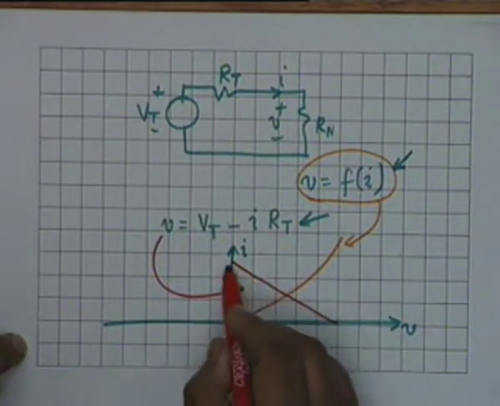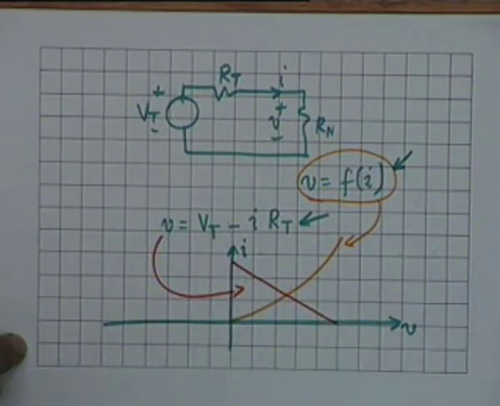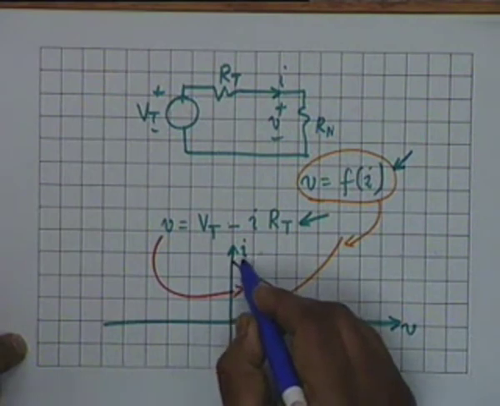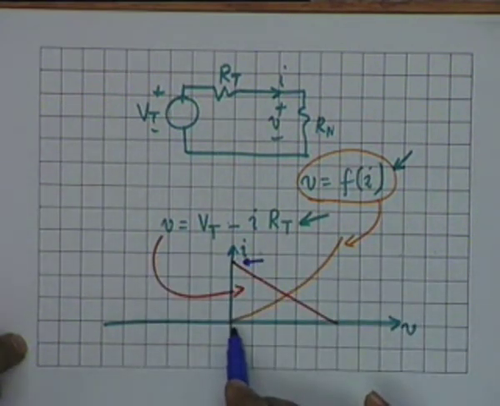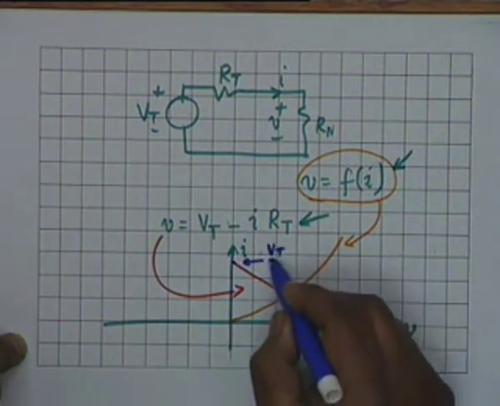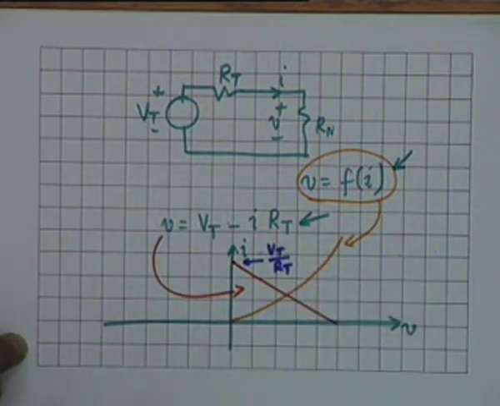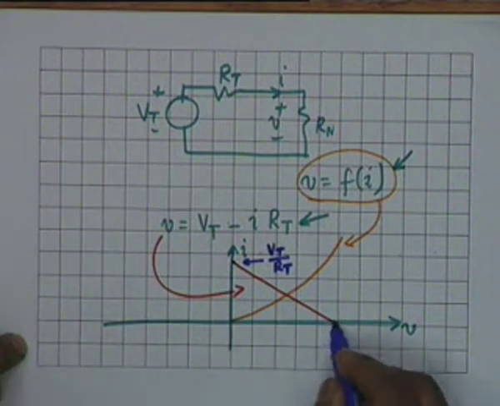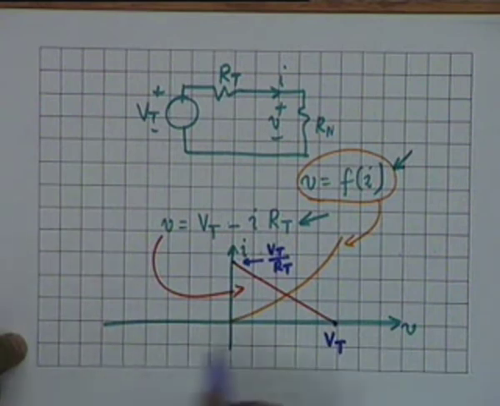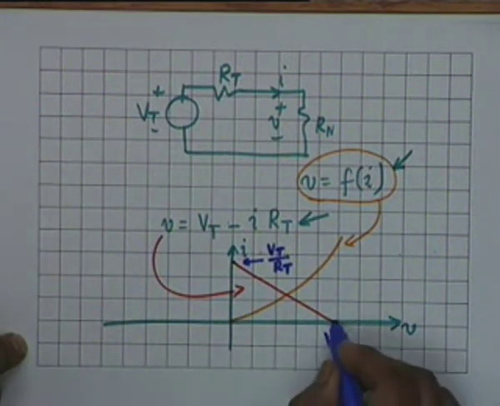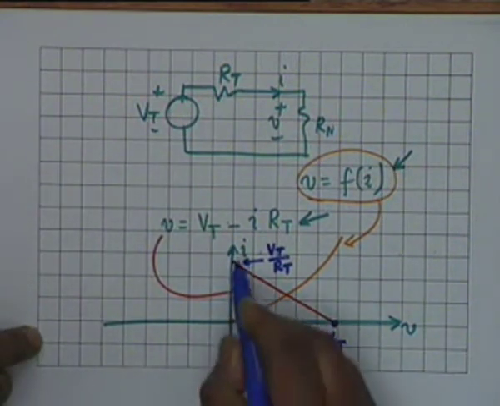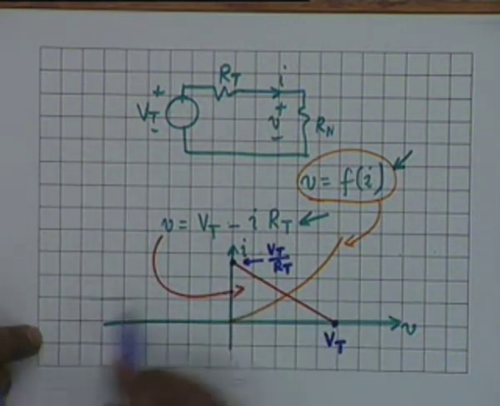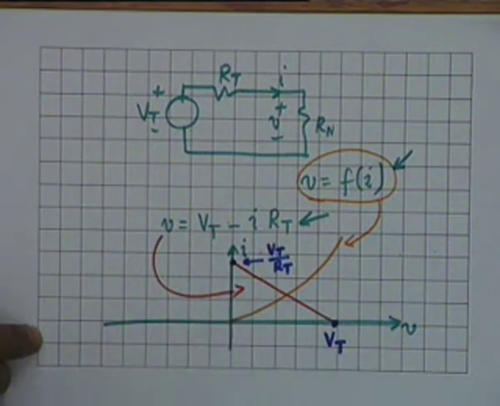where this value corresponds to what? This value corresponds to V equal to 0, and therefore Vt by Rt, and this value corresponds to I equal to 0, so this is equal to Vt. So all that you have to do is to locate the point Vt on the voltage axis and locate the point Vt by Rt on the current axis and join them by a straight line.